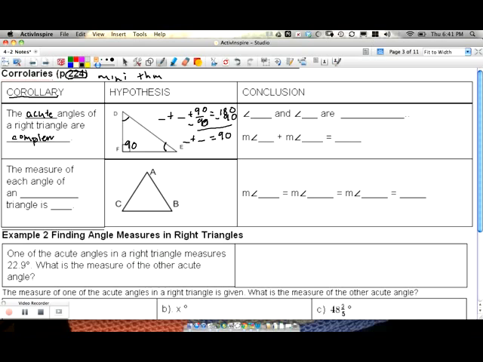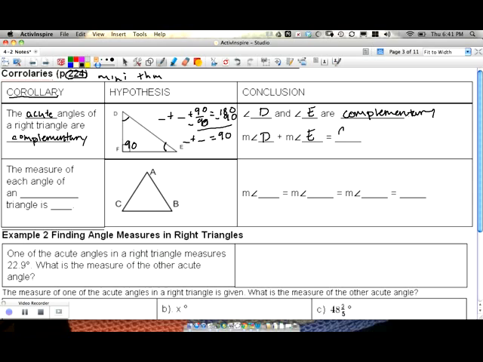In other words, angle D and angle E are complementary. That means measure of angle D plus measure of angle E equals 90 degrees.